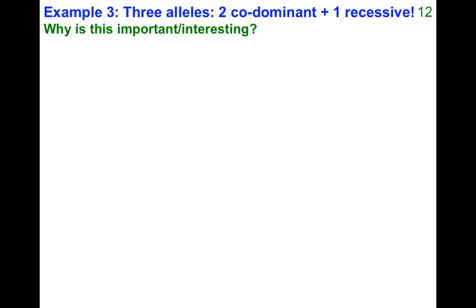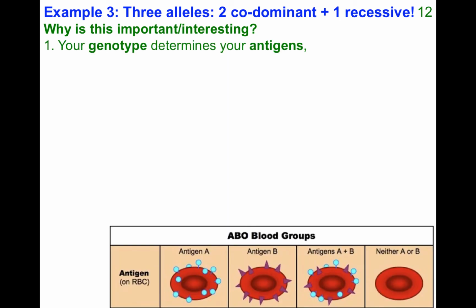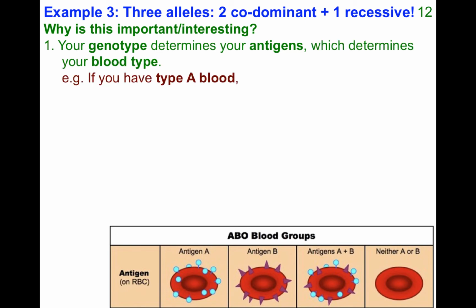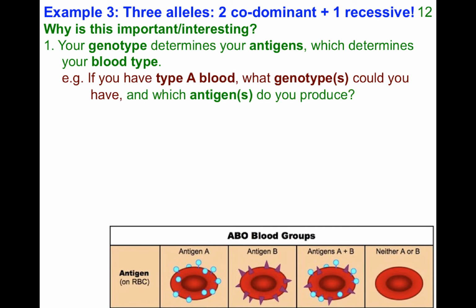So why is all this important and interesting to you? Well, a bunch of reasons. One is that the genotype that you have determines the antigens that you have on your red blood cells, as we have already discussed, but why it matters to you is that that also determines your blood type. So if you have type A blood, what type of genotype do you think you could possibly have? And also, which antigens would you produce?